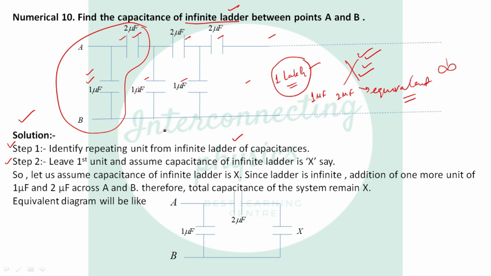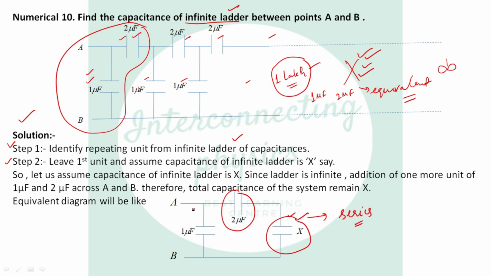Okay, so follow these steps and let us now solve the problem. Now we have already assumed, leave the first unit, and let us assume the capacitance of the whole infinite network is X. Leave the first unit 2 microfarad as such, 1 microfarad as such, and this is X. Now these two, 2 microfarad and X microfarad, are in series.